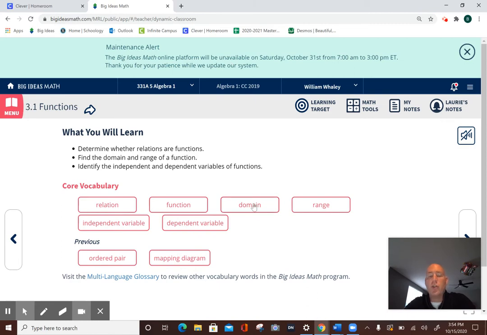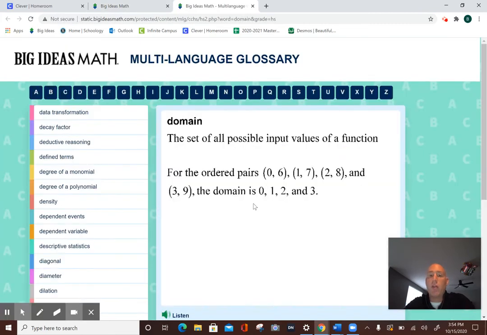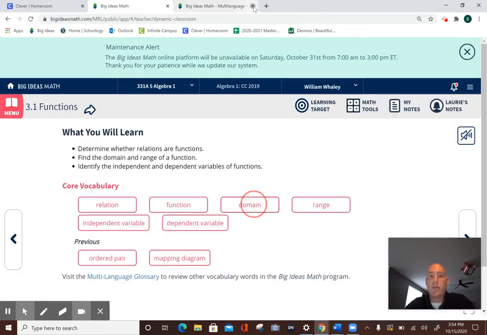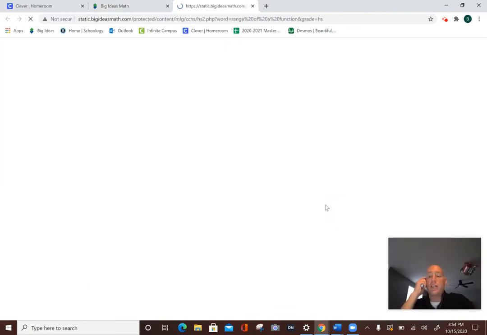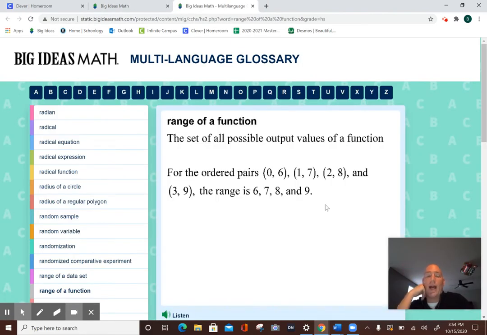Domain is just a fancy word for all the X's or all the inputs. So when you look at this, you had ordered pairs: input 0, get out 6; input 1, get out 7; input 2, get out 8; input 3, get out 9. So the X's were 0, 1, 2, and 3. Domain is going to be different when we have an infinite number in our set, and we'll go over that in class also. The range is just all the outputs, the set of all the possible Y values or all the possible outputs.